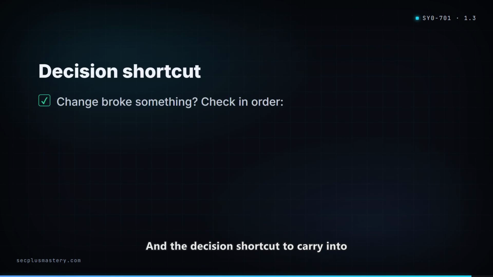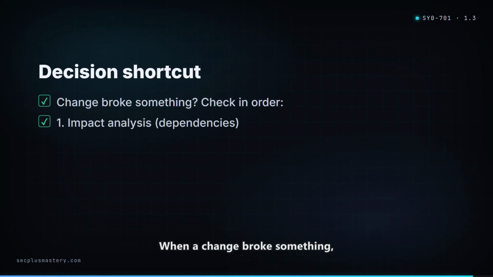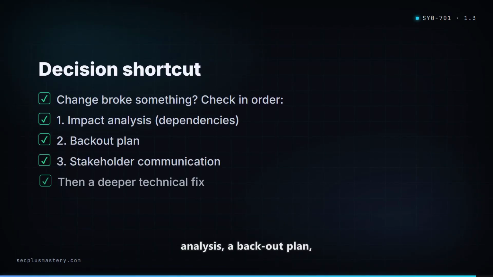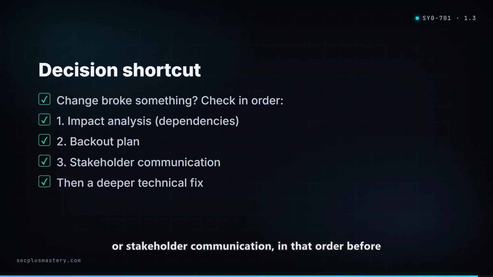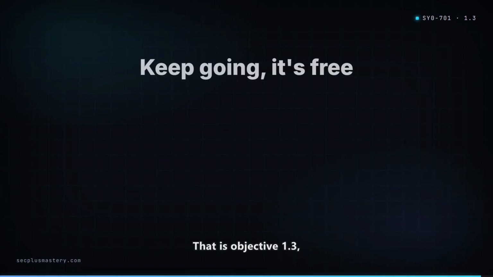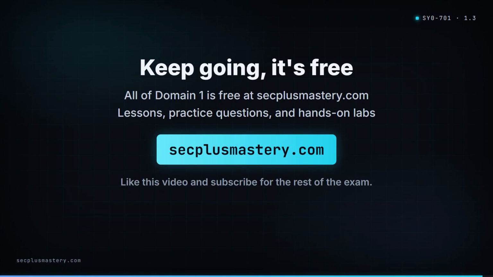And the decision shortcut to carry into the exam. When a change broke something, the missing piece is almost always impact analysis, a backout plan, or stakeholder communication, in that order before any deeper technical fix. That is Objective 1.3, Change Management.